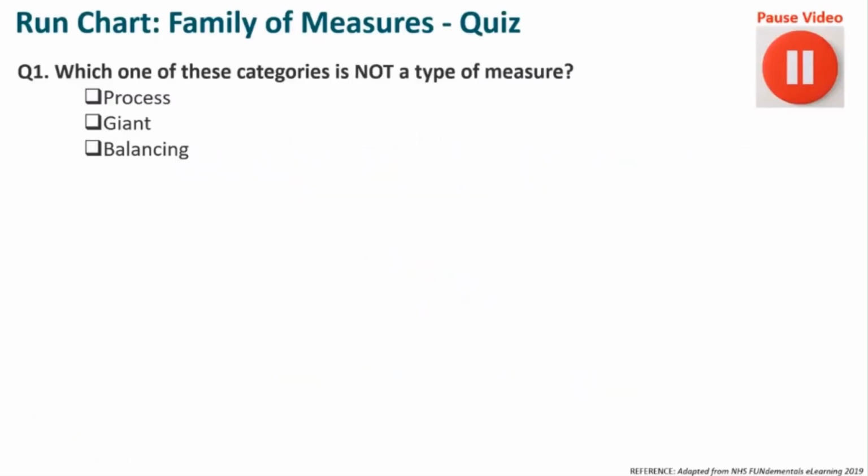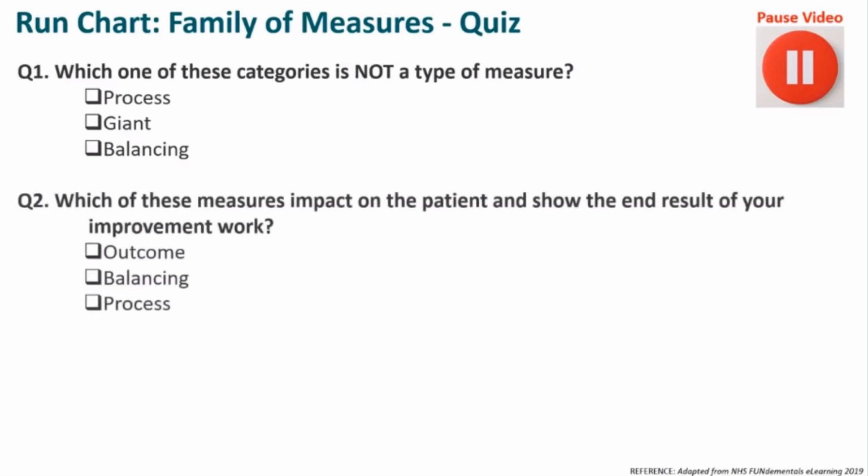Question number 1, which of these categories is not a type of measure? Process, giant or balancing? Question number 2, which of these measures impact on the patient and show the end result of your improvement work? Outcome, balancing and process.